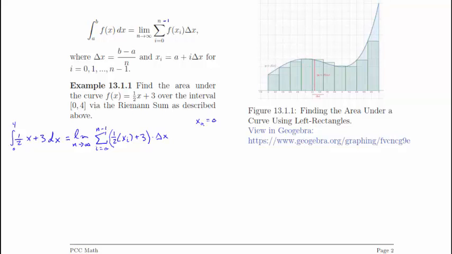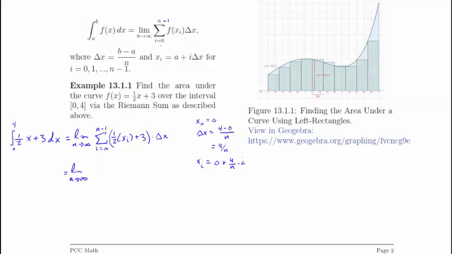Now, we have x naught equals 0, delta x equals 4 minus 0 over n equals 4 over n. And so x sub i is going to equal 0 plus 4 over n times i. And we'll do from i is 0 to n minus 1 to give us the x values on the left endpoints of our rectangle. So this equals the limit as n goes to infinity. So just think of this as a substitution thing.